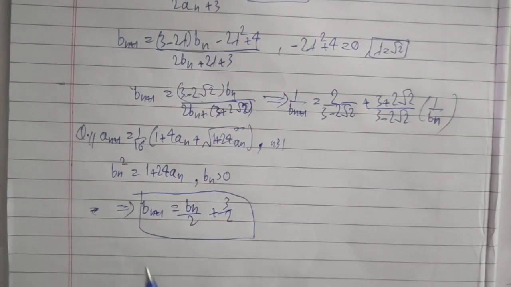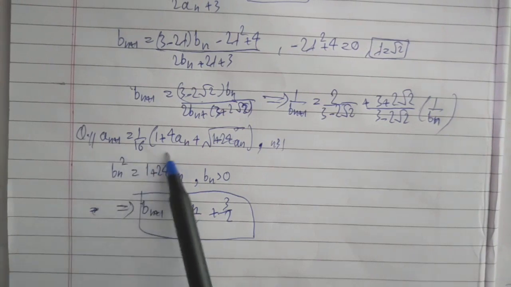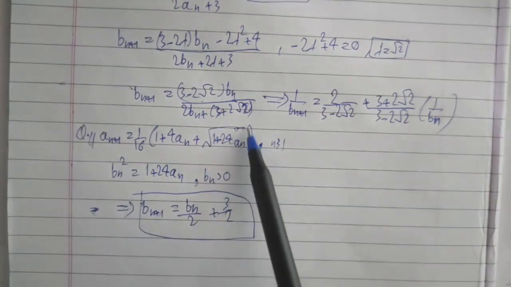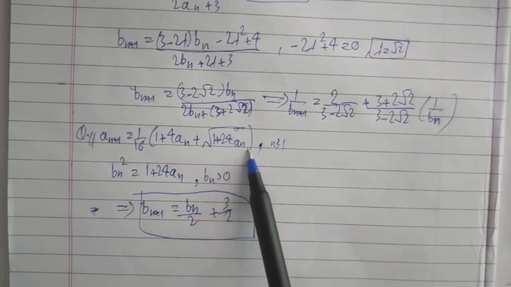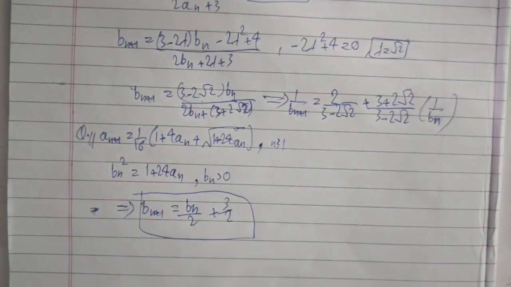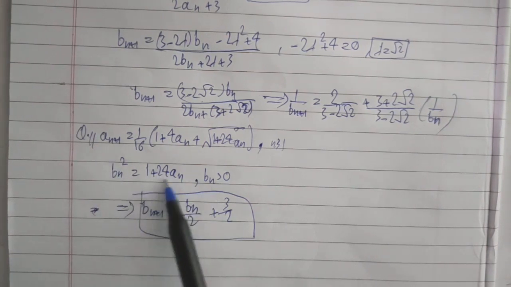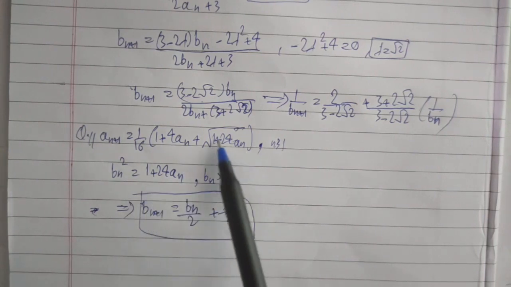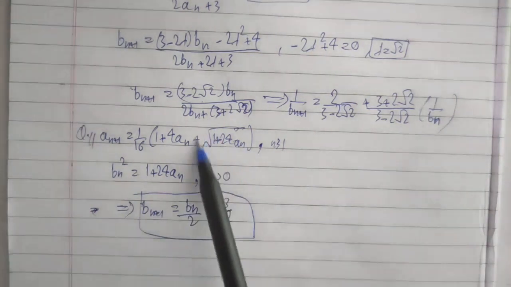Let's take one more problem. We have been given this: a_{n+1} = (1/16)(1 + 4a_n + a radical sign over here, a term inside a radical sign). First of all, we want to get rid of the radical sign. Why? Because we certainly don't know how to tackle a radical sign. So we can define a new sequence b_n whose square is 1 + 24a_n, with b_n greater than 0. Therefore this radical sign will get converted into b_n.